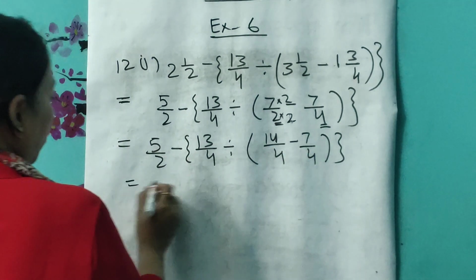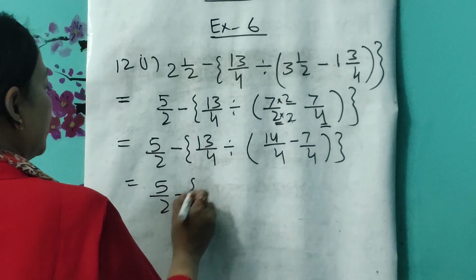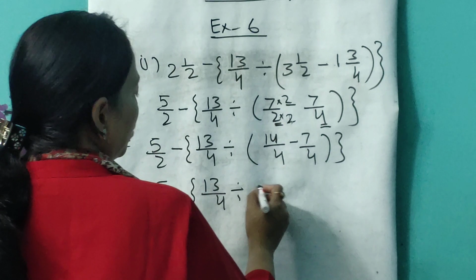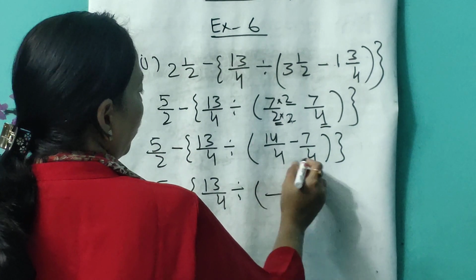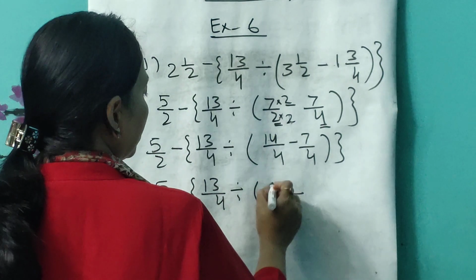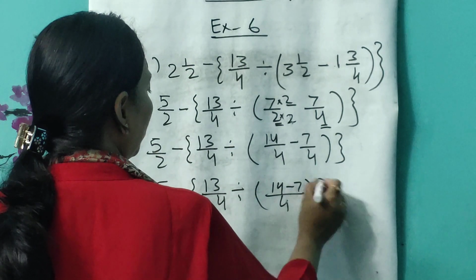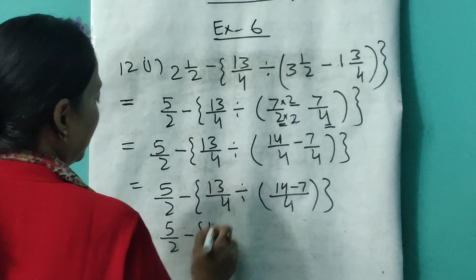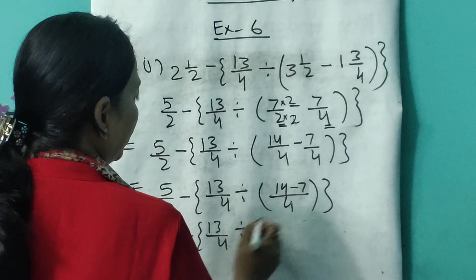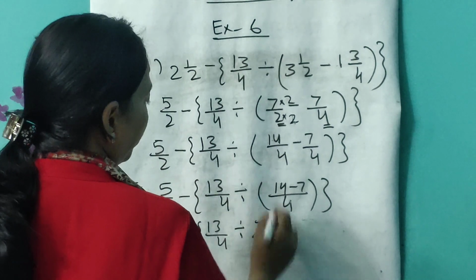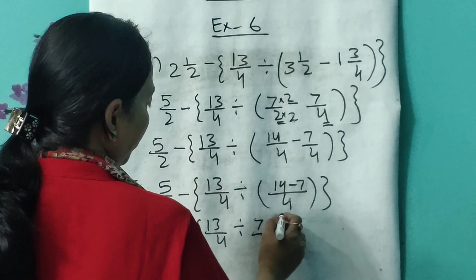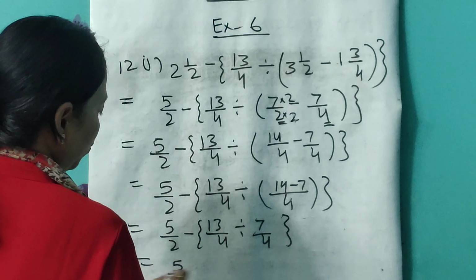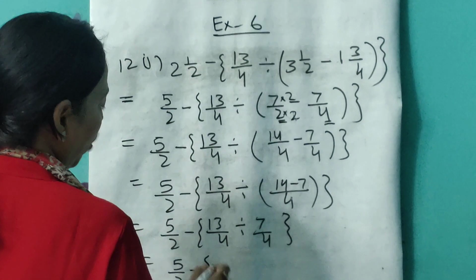Bracket close. 5 by 2 minus 13 by 4 divided by, now you solve this. So here 4 you will take and 14 minus 7. Numerator you will multiply and subtract. 5 by 2 minus 13 by 4 divided by 7 by 4. 14 minus 7, 7 by 4. Now this bracket you can remove. So here now 5 by 2, the rest of all of the things you will copy as it is.